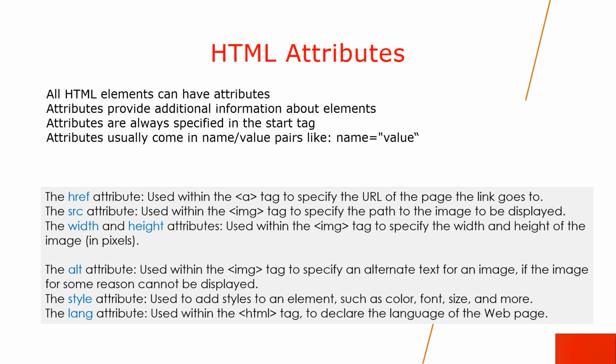The style attribute is used to add styles to an element, such as color, font, size, and more. The lang attribute is used within the HTML tag to declare the language of the web page. These attributes modify the default behavior of the element or provide additional information about it. Each element or tag can have attributes, which define the behavior of that element.